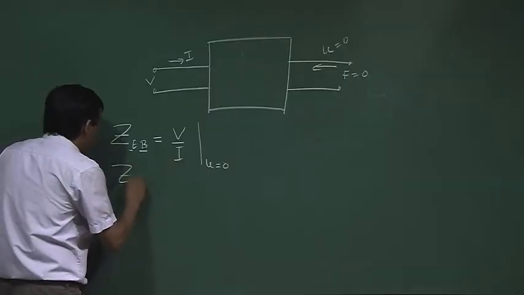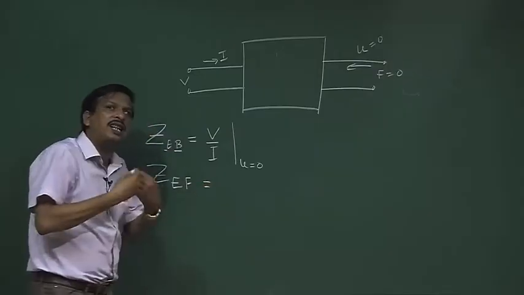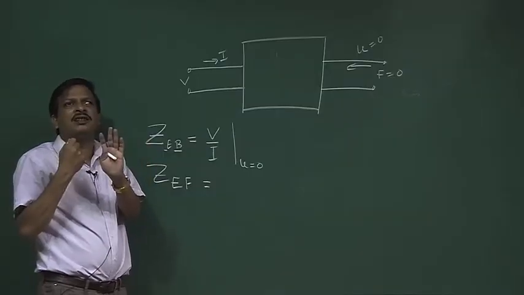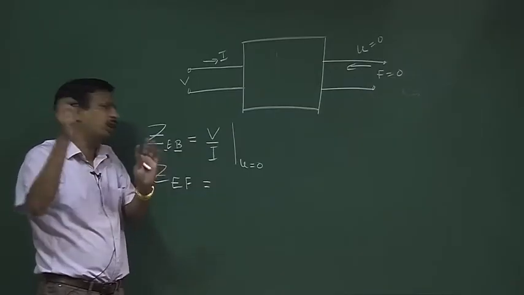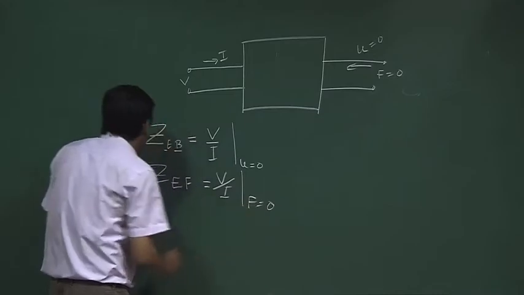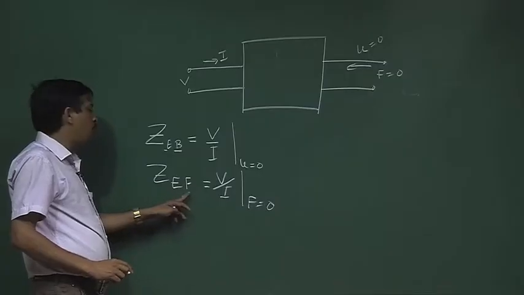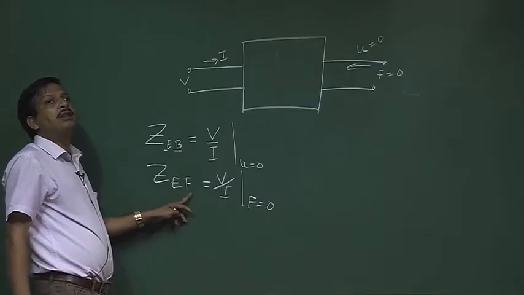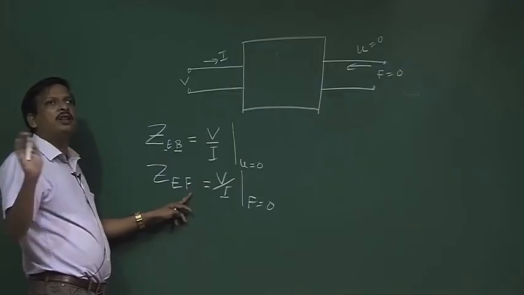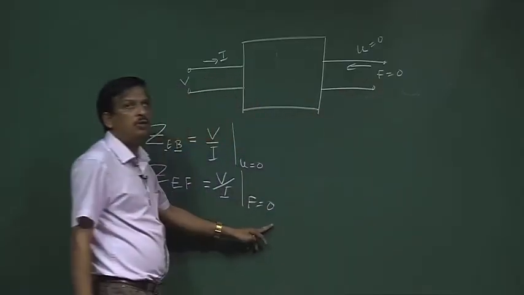Then there will be ZEF, when the motion is allowed, free motion, there is no mechanical force resisting it to stop the motion. So, it is free in motion. That means V by I when F equal to 0. ZEF is the electrical impedance when the mechanical side is free, meaning there is nothing acting on the diaphragm, nobody stops the diaphragm from vibrating. So, it is free from applied force, this force is not there. So, F is equal to 0.